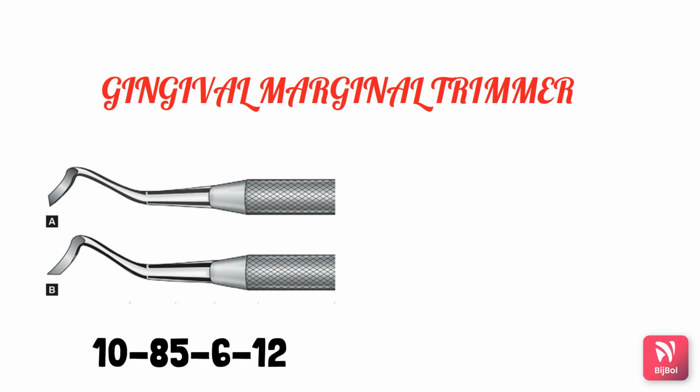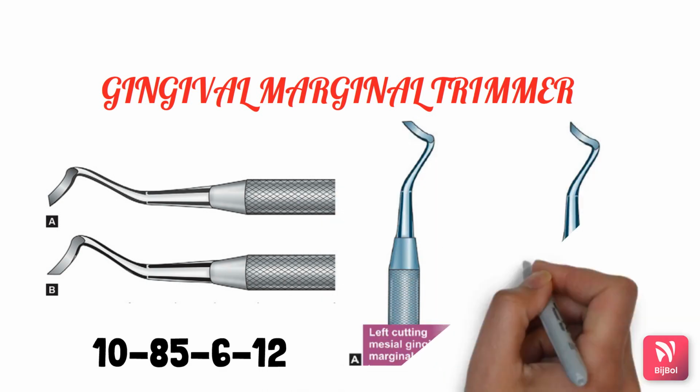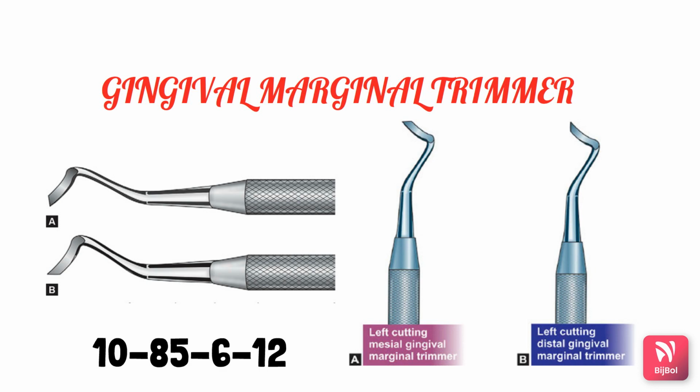If you see how to differentiate between the mesial and the distal bevel, in the mesial the cutting edge of this instrument makes an acute angle with the edge of the blade nearer to the handle, whereas in the distal it is farther from the handle. That is, the edge of the blade is farthest from the handle. That's how we can differentiate the mesial and the distal GMT.